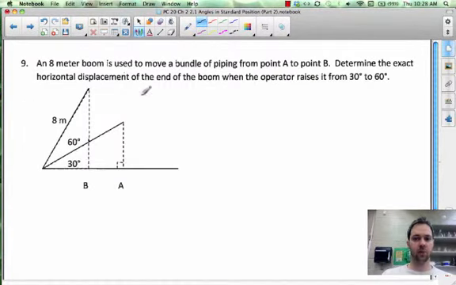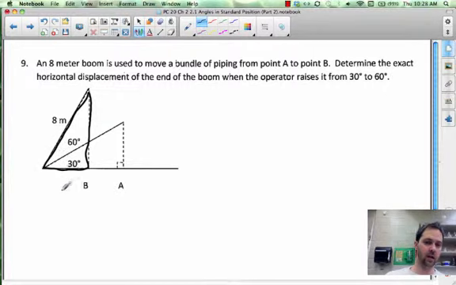So let's look at a practical example or two. An 8-meter boom is used to move a bundle of piping from point A to point B. Determine the exact horizontal displacement of the end of the boom when the operator raises it from 30 to 60 degrees. Okay, now in a 30-60 triangle, the short side in this triangle is the one with the 60-degree angle here, and it is always half the hypotenuse. So that's just 4 meters right here, okay?